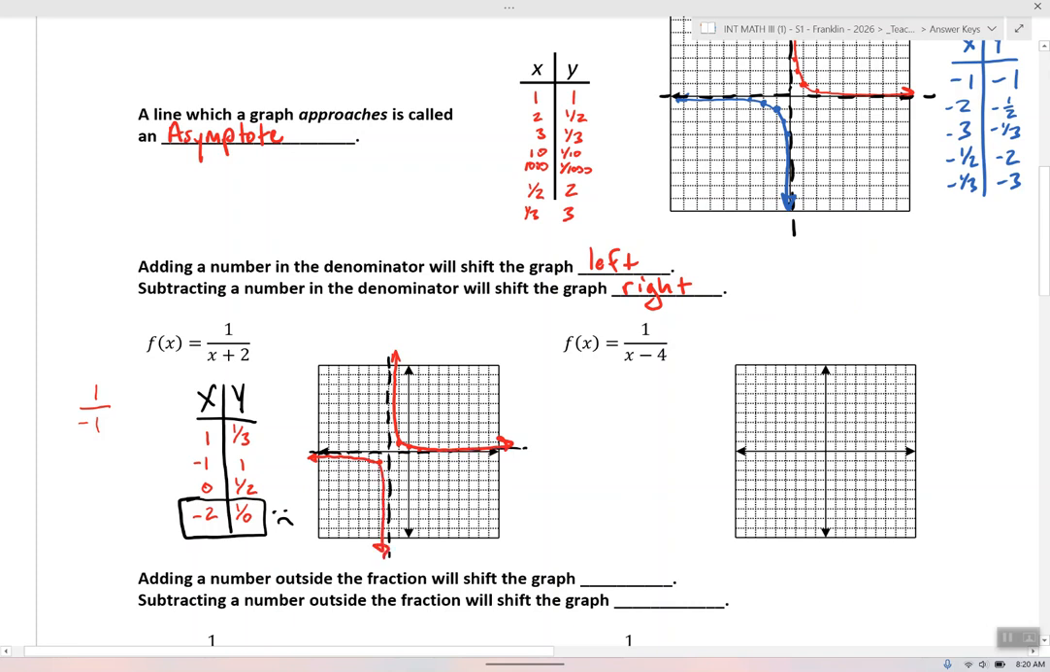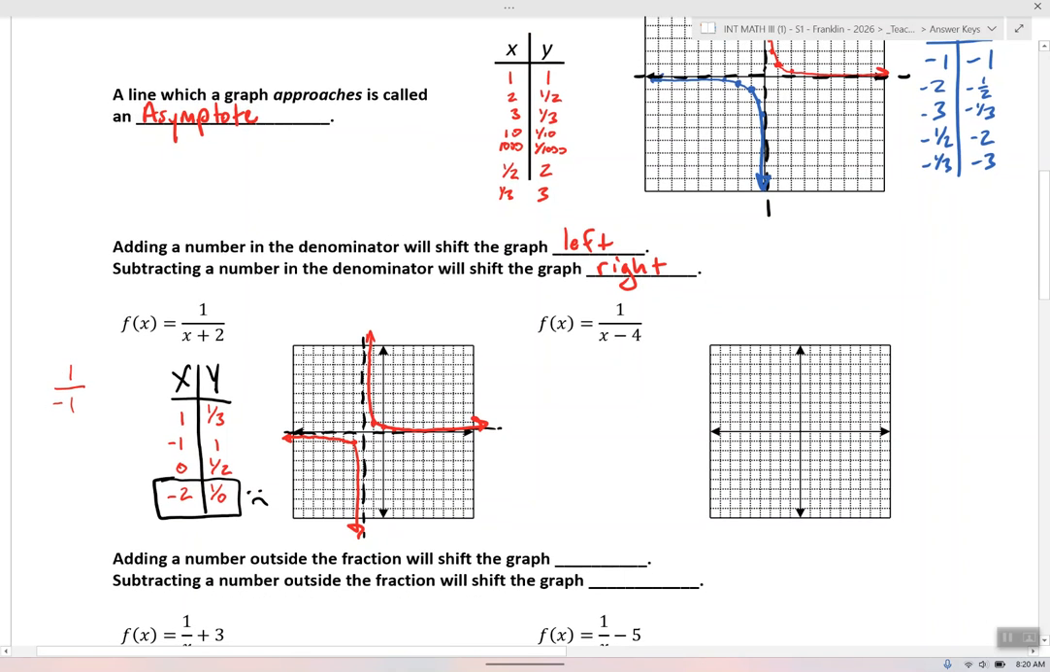Yes, that's kind of what my graph would look like for 1 over x plus 2. We can use a similar logic to know that when I have 1 over x minus 4, I'm going to shift my graph right 4 spaces, right here. And to check that, if I put in 4 for x, 1 over 4 minus 4, that's 1 over 0. Can't have that. That doesn't work. We can't divide by 0.